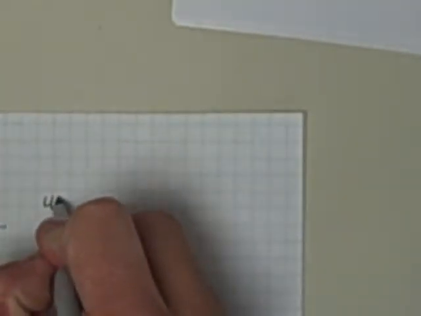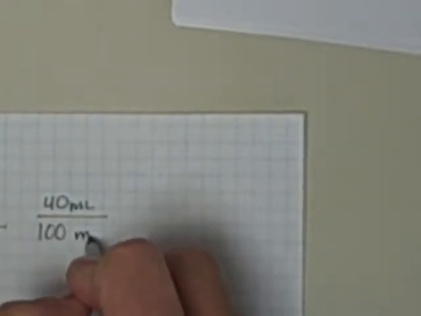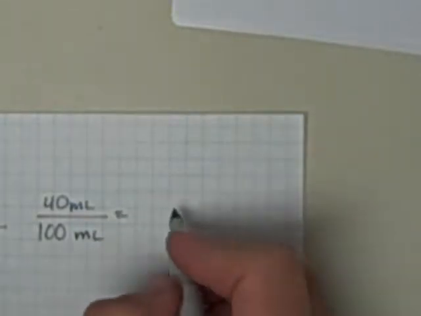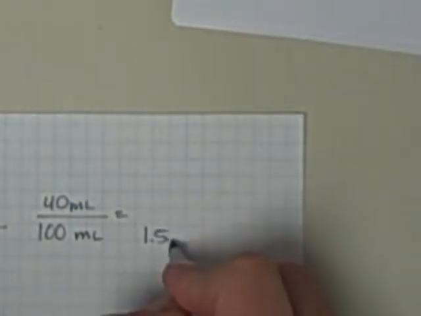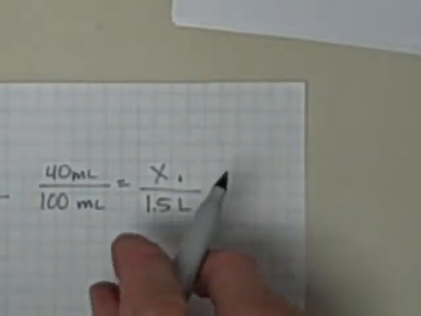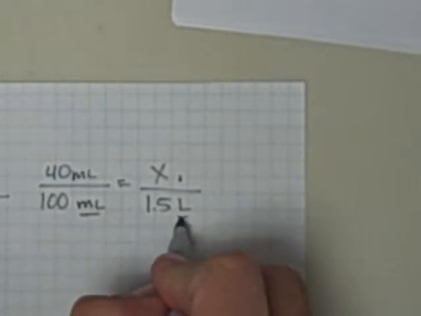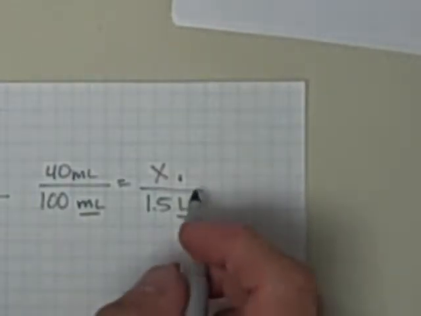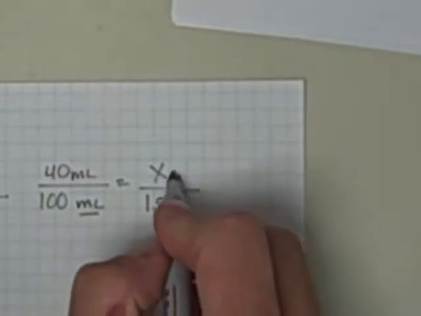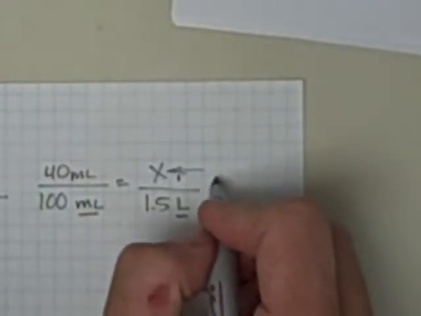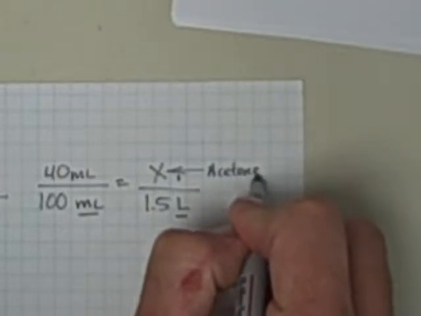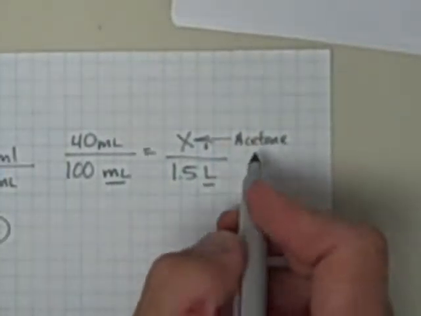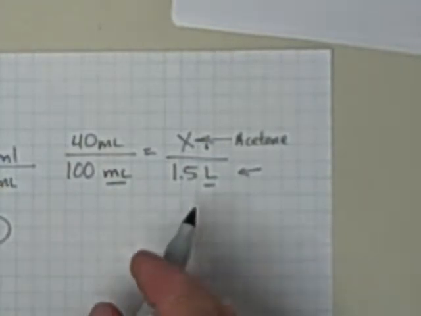So I'm going to set this up. I've got 40 milliliters of acetone for every 100 milliliters of solution. If I want to make 1.5 liters of decolorizer, how much acetone am I going to need? Once again, like when we did the ratio and proportion, I've got milliliters here and liters there. I need to convert so that they're in the same units. So I know X is going to be how much acetone I need, but let's do a quick conversion. So I'm going to go ahead this time, I'm going to convert my liters to milliliters.